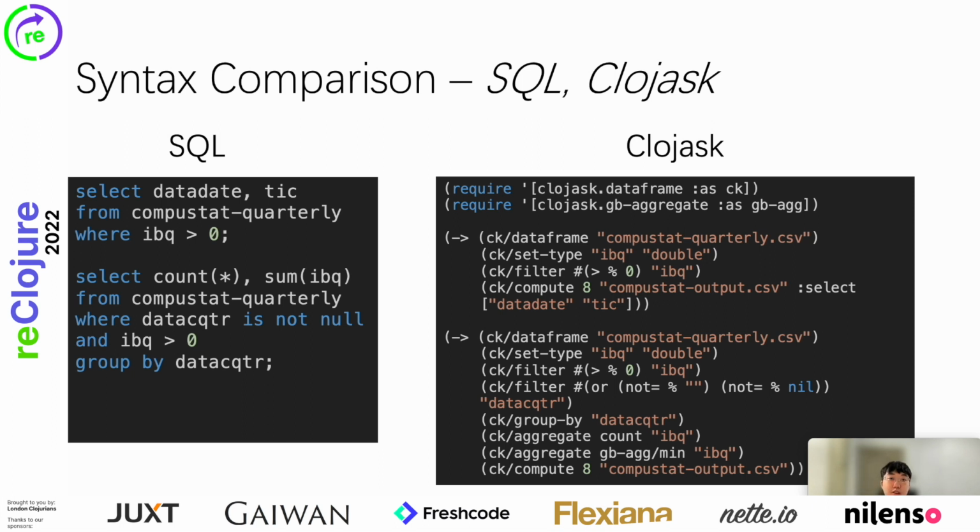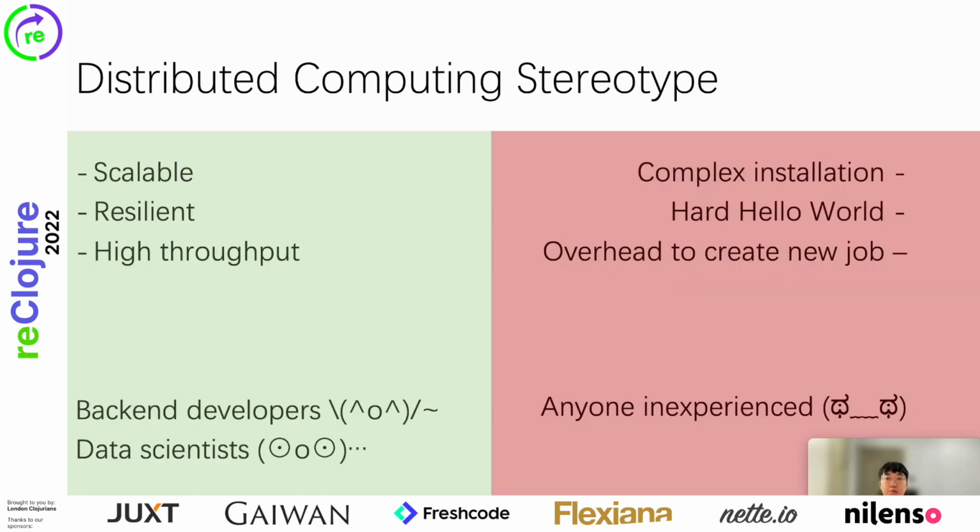I'd say programming Clojask is interesting. Considering Clojask is a distributed data frame, it is not easy. Previously, there is this stereotype about distributed computing. On one hand, distributed computing is considered to be scalable, resilient, and have high throughput, which backend developers love. Data scientists may find them cool and exciting, however, many of them cannot take the full advantage of these properties.